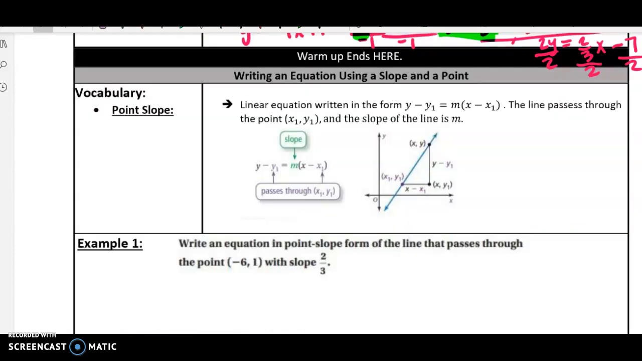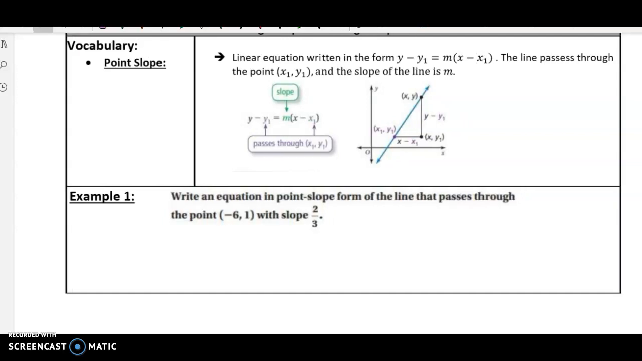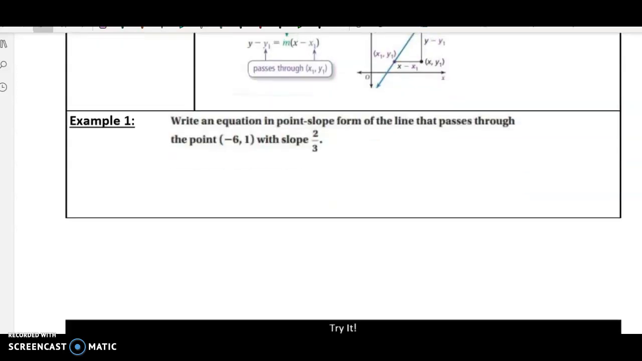All right, so moving on, we are writing equations using point slope. And so point slope is a linear equation written in the form y minus y1 equals our slope, which is m, times x minus x1. And this is a line that passes through the point x1, y1, and the slope is still m. And right now that makes 0 sense, but it's okay. We will get into that here in a second.